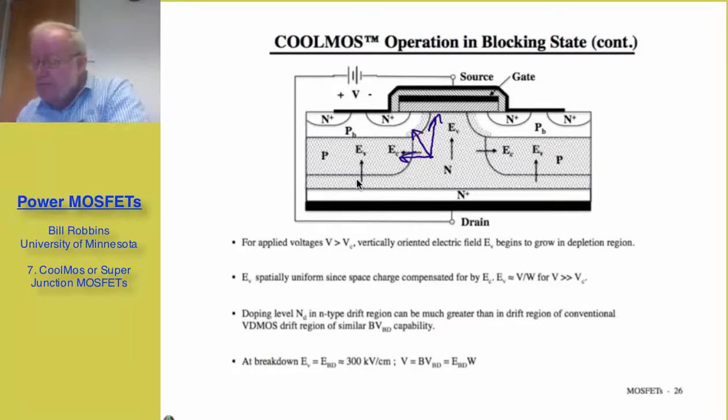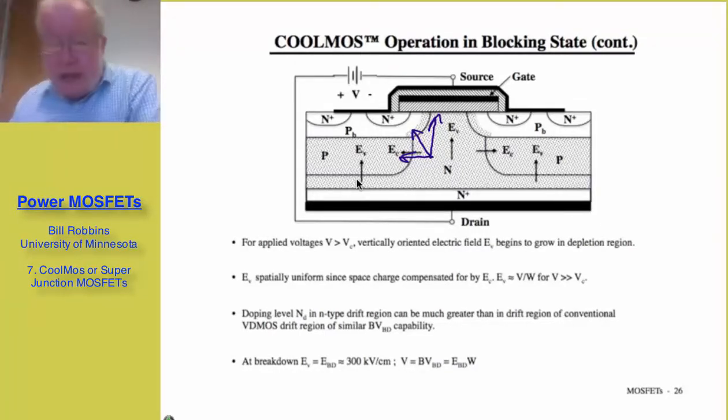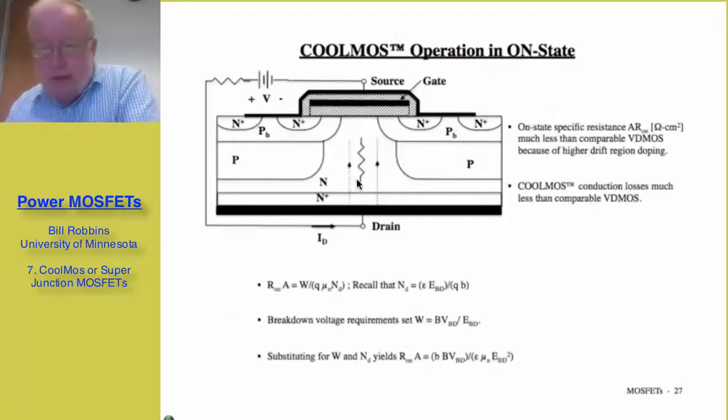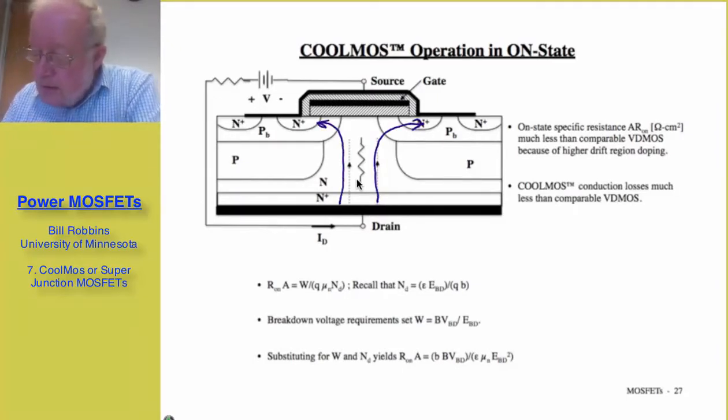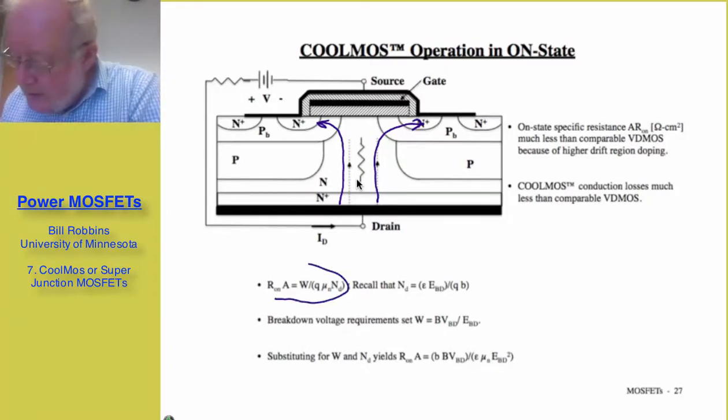As an example, we'll come back to this in a moment with a numerical example, but we first need to look at the operation in the on state. That's shown in the next slide. In the on state, the current flows vertically as before, starting from the drain end, rising vertically and then bending over to go into the channel region. That on-state resistance can be written as indicated in the equation right here.